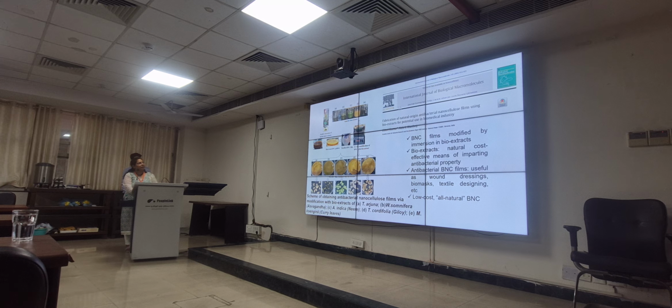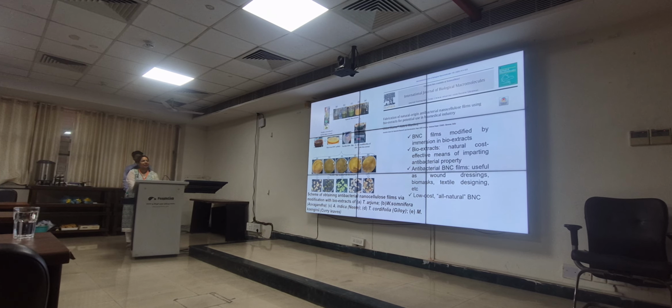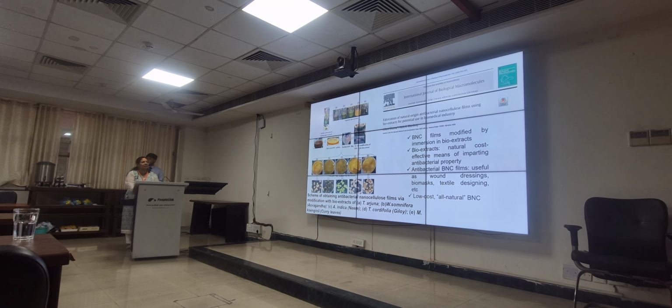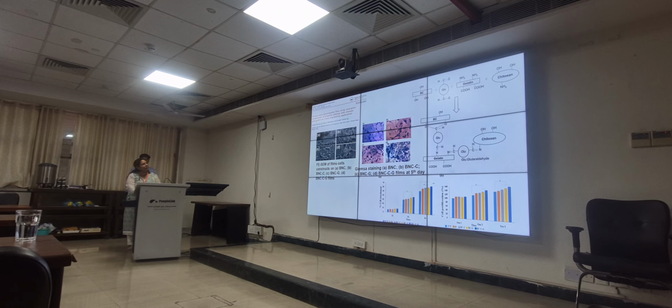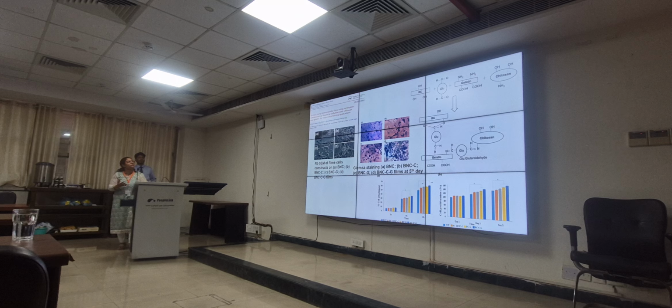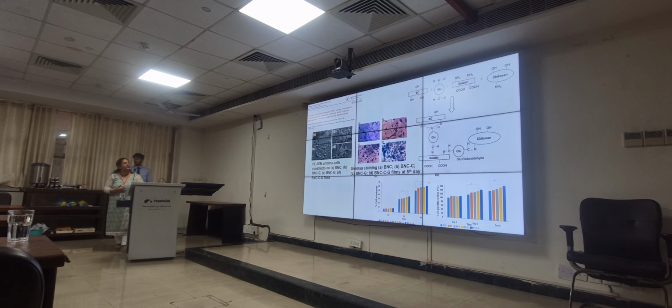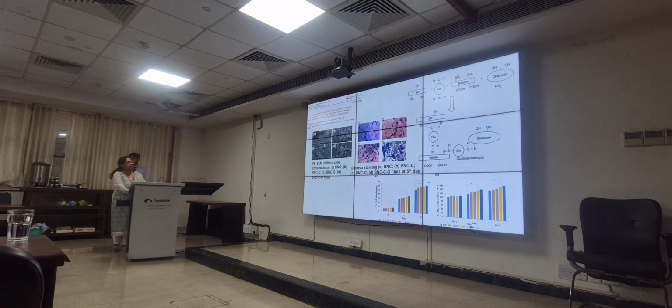Here we have also modified it by using different bioextracts, and we have seen the results. The best antimicrobial susceptibility we got was for the tea Arjuna. And here we have utilized the composite of bacterial cellulose, chitosan and gelatin for tissue engineering application, and you can see the cells growing and proliferating over the scaffold.